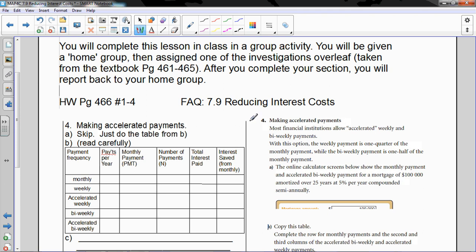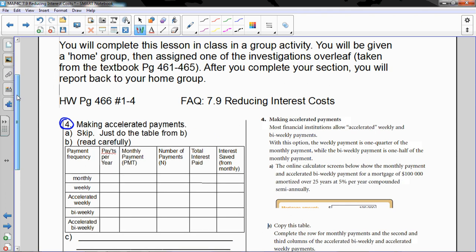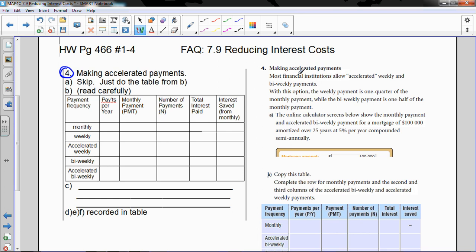And notice, I want to talk about the 4th one, which is a little bit different. For the most part, all you have to do is read carefully. Whoever's doing the 4th investigation, it's a little more difficult. I just want to make sure that you've got it straight. So this idea of accelerated payments, accelerated weekly and accelerated bi-weekly payments. Notice with this option, the weekly payment is 1/4 of the monthly payment. So accelerated weekly, this one right here, this payment is 1/4 of that, okay?